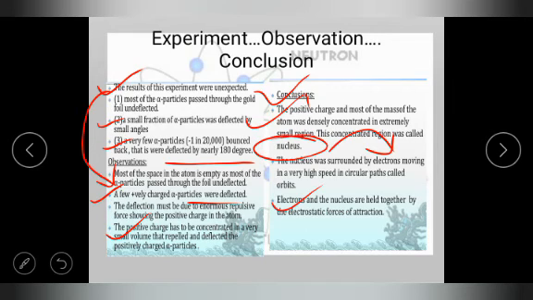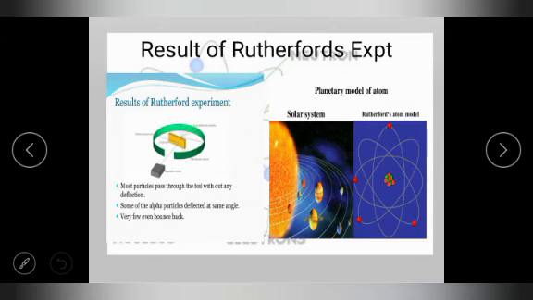This is also correct. So the result of Rutherford's experiment was that most particles passed through the foil without any deflection. Some of the alpha particles were deflected at some angle, and very few even bounced back. Because of this, we came to know the atom is mostly empty inside, and there is a very small region in between where positively charged particles are, called the nucleus, and from there the particles bounced back, that is, in the center.